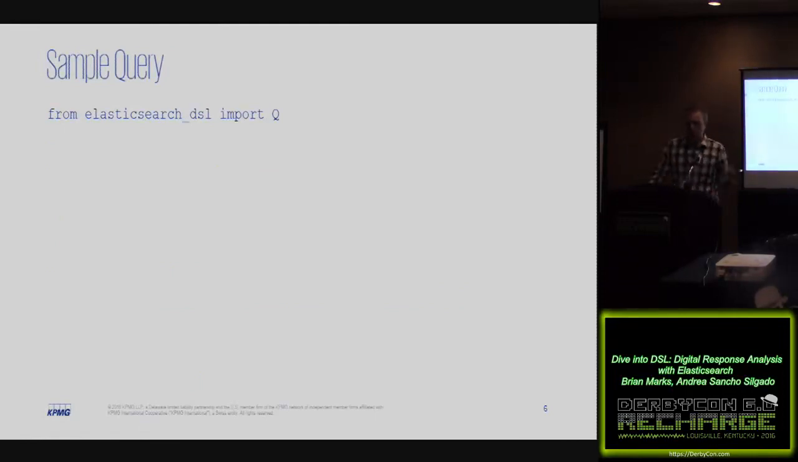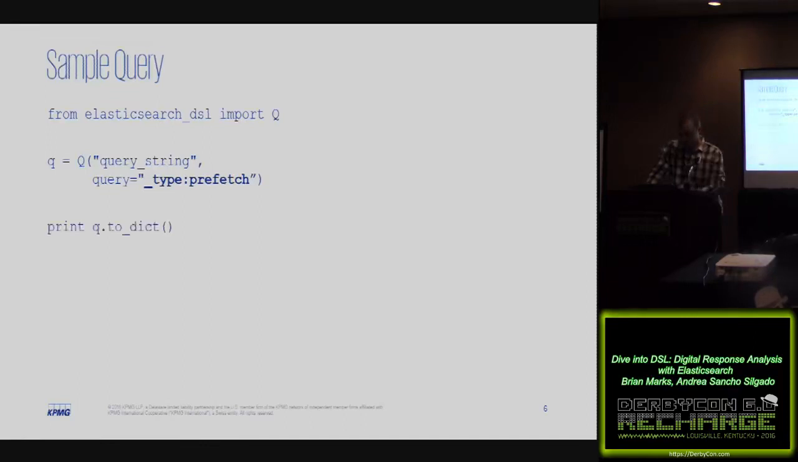We're going to make an example query with the Elasticsearch DSL. You would import the big Q object for query from the Elasticsearch DSL. Let's say we want to build a query to find evidence that a file executed. A great artifact is prefetch. So all we do is build our query, artifact type prefetch, and then we can deserialize it to a dictionary. This is what that output looks like, and it's pretty straightforward. Just a couple curly brackets, JSON for that query.